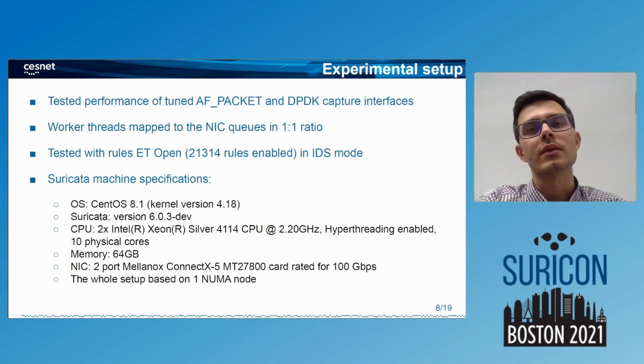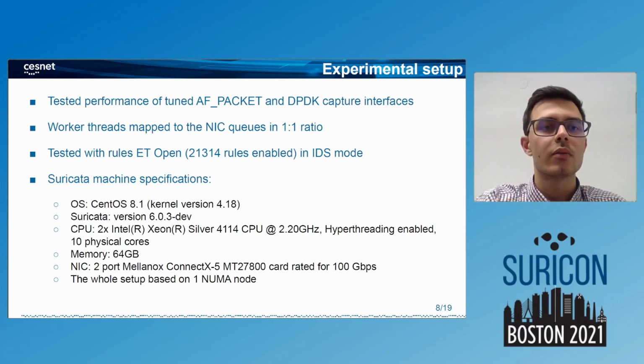It had ET rules enabled, ET Open or Emerging Threats Open, which contain about 21,000 rules. The machine that Suricata ran on had CentOS installed, 10 physical cores, and 64 gigs of RAM, but it was based on one NUMA node, and I used a Mellanox NIC for the testing.